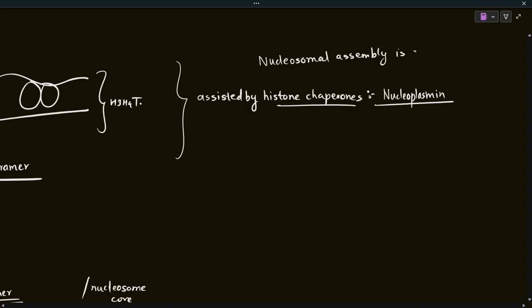It is assisted by histone chaperones as well as chromatin remodelers.